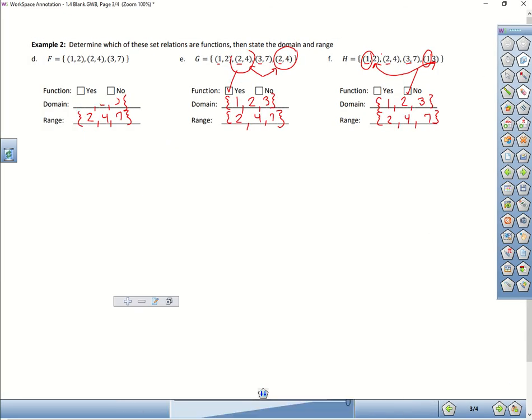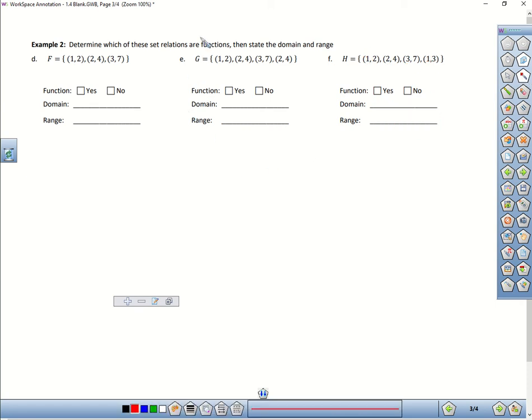Oops, let's erase this. Forgot to erase it from the last time I did it. Okay. So determine which of these set relations are functions and then state the domain and range. So over here, we have all unique x values to all unique y values. That's an easy one. That is a function. And my domain is going to be 1, 2, and 3. And my range is going to be 2, 4, and 7.